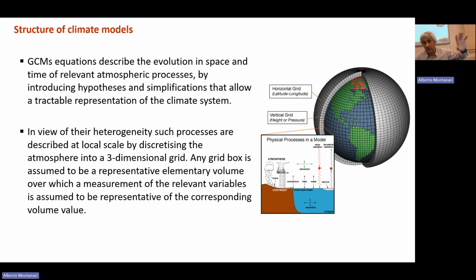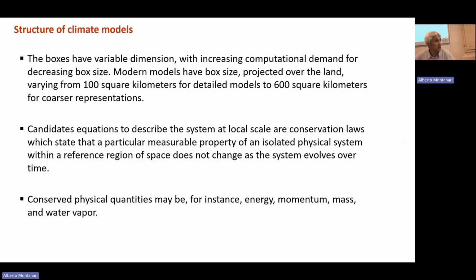Everything is written here, what I'm saying, you find everything in the slide: boxes have variable dimension, with increasing computational demand for decreasing box size, as I said. Models have box size projected over the land varying from 100 square kilometers, so 10 by 10, for detailed models. But I said that recently, very recently, for instance, simulations at 3 kilometer resolution for Italy are being produced during these years after the pandemic, thanks to the funds of the National Recovery Fund.